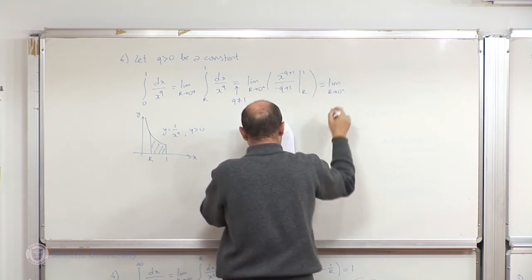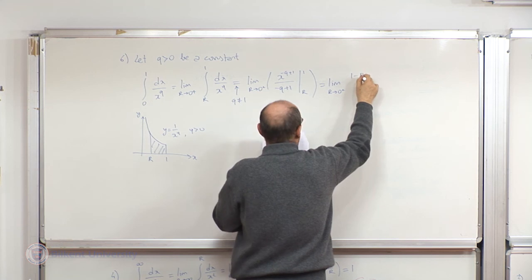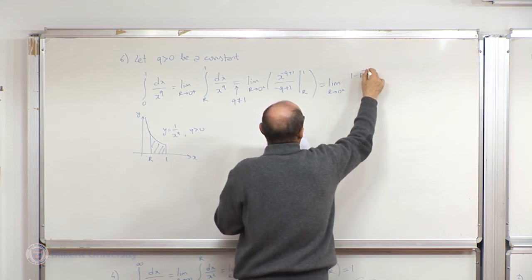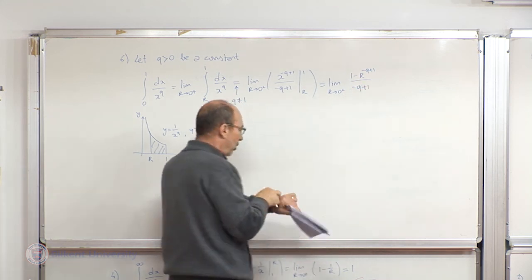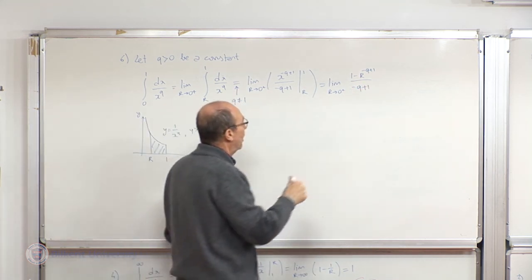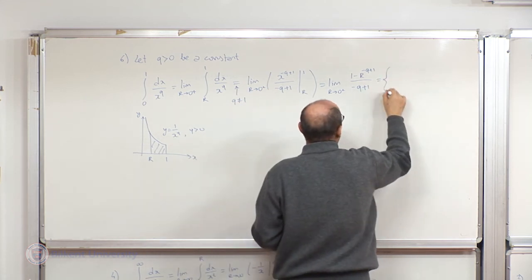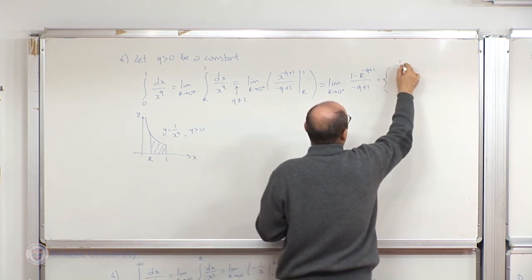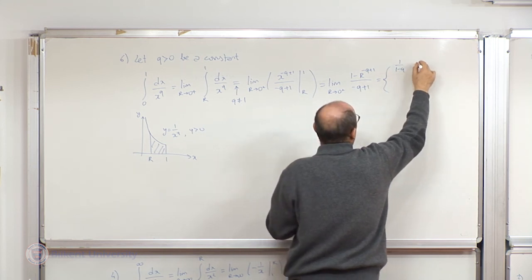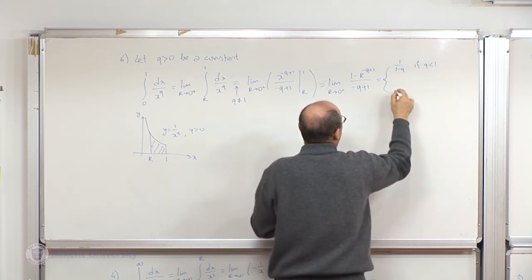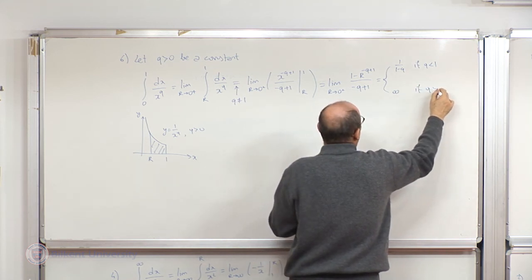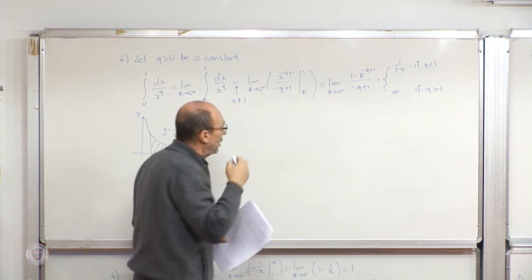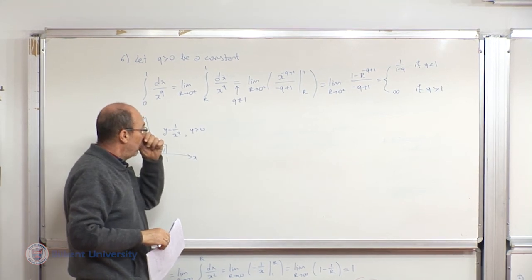As r goes to 0, we get 1 minus r to the minus q plus 1 over minus q plus 1. I'm just copying this from here because we don't have time for this. So you see that this is 1 over 1 minus q if q is less than 1, and infinite if q is larger than or equal to 1. Let me write larger than 1 because we didn't do the equal 1 case.